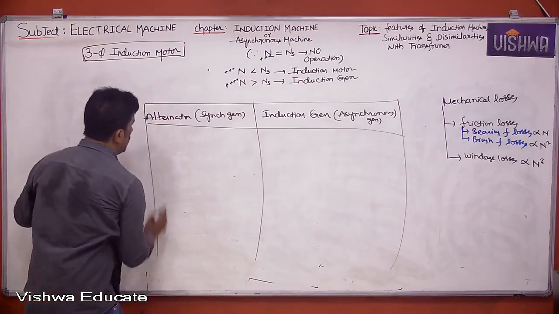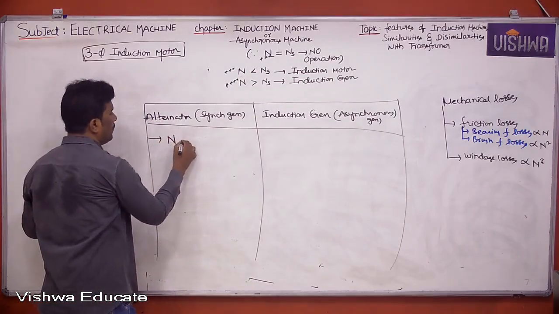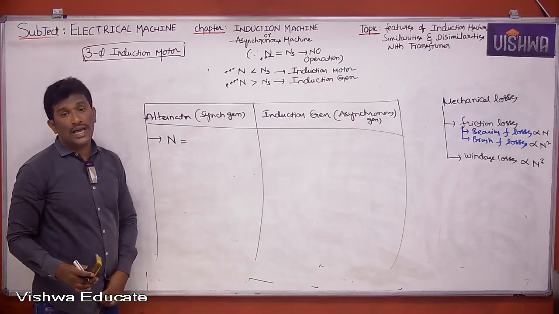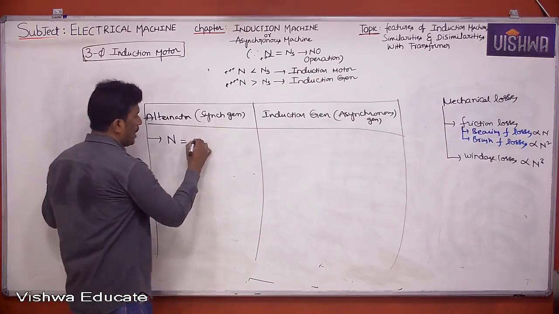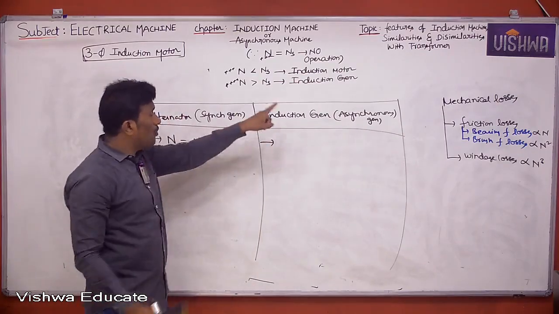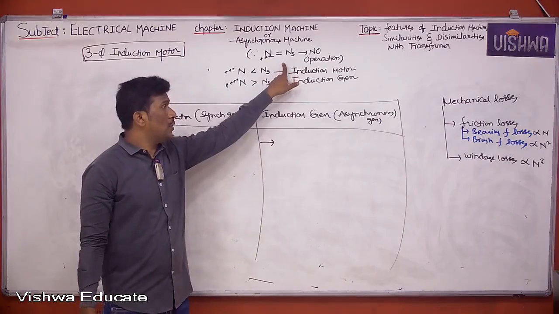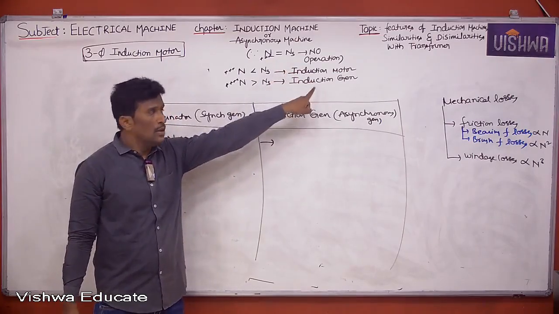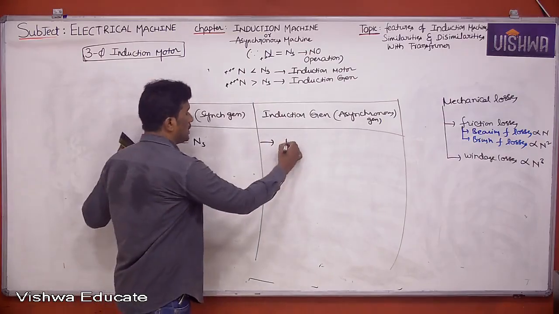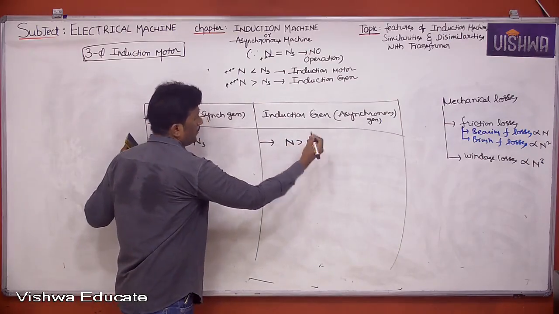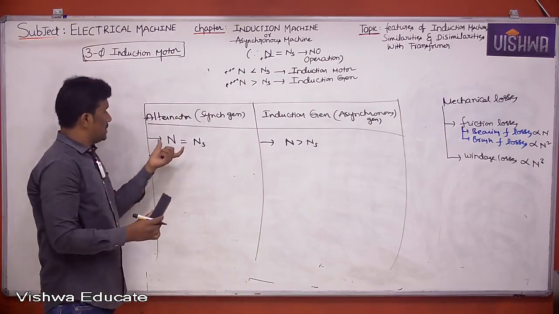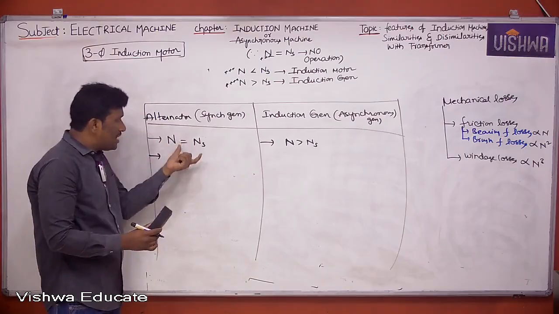What is the speed of your rotor in case of your alternator? Since it is a synchronous generator, it always has to run at N equal to Ns. If your rotor is running at N equal to Ns, there is no induction operation. In case of induction generator, speed will be greater than Ns. N is greater than Ns here. So the alternator rotor has to run at N equal to Ns only.